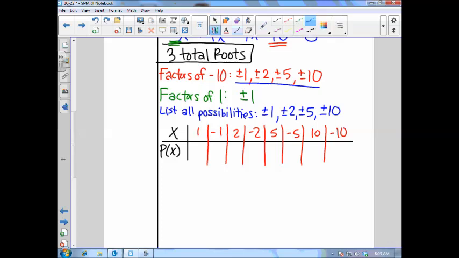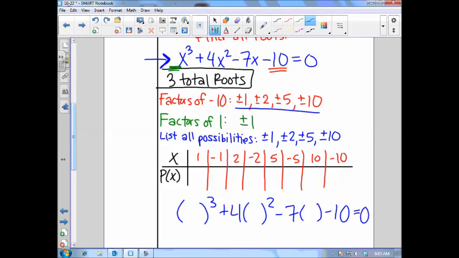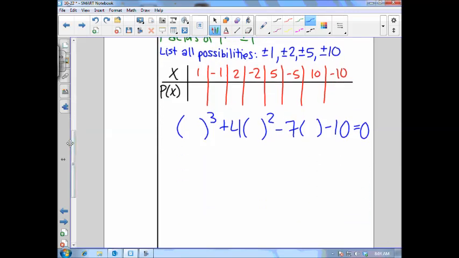Okay, so let's have this side of the room do positive 1, and you guys do negative 1. So remember right here is our original polynomial. Anywhere there's an x, you put parentheses. So we have parentheses cubed plus 4 parentheses squared minus 7 parentheses minus 10 equals 0. Inside the parentheses, you put your value that you are assigned.